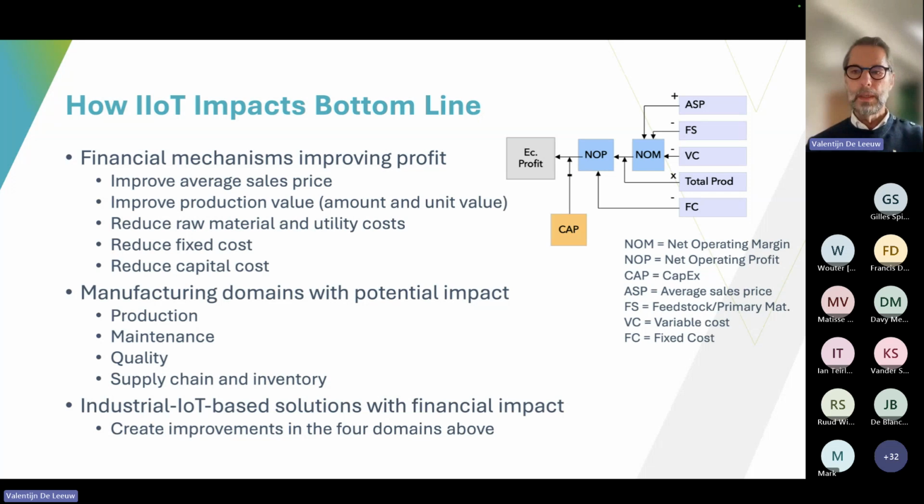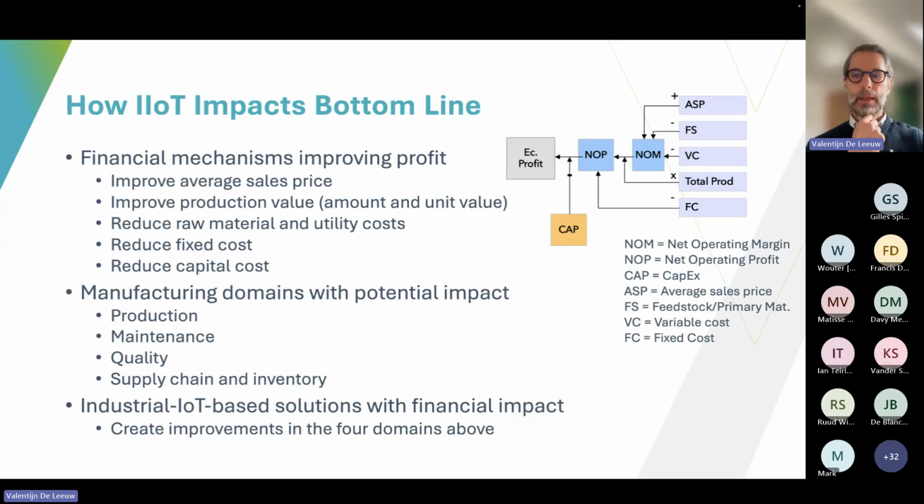So basically, we have the average sales price minus the cost, and we multiply that with total production, and then we subtract the fixed cost and the capital cost to get economic profit. And what everyone wants, of course, is to improve their profits. So what are the levers that we have to do that?